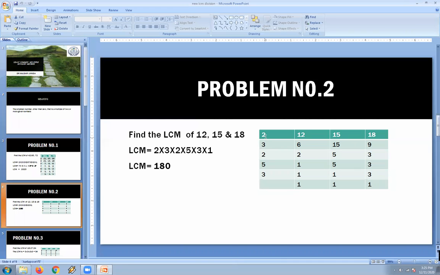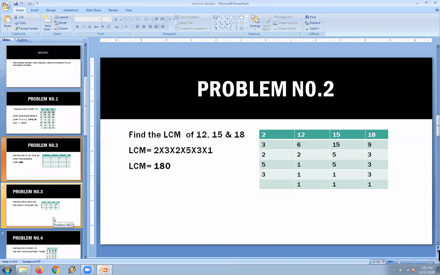See, the factors for all these three numbers are 2, 3, 2, 5, 3 and 1. So just simply you can multiply all these numbers. So we are getting the value of LCM, that is 180. That is the value of the LCM.